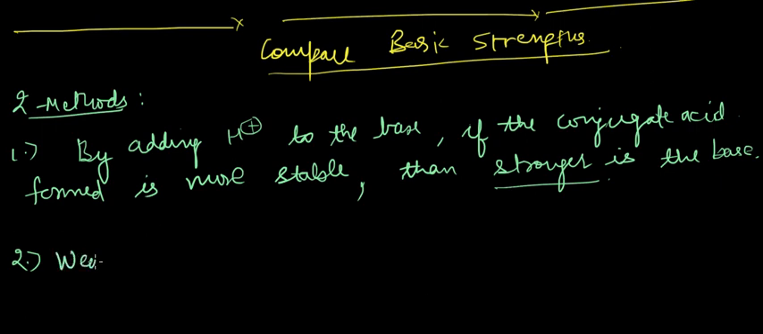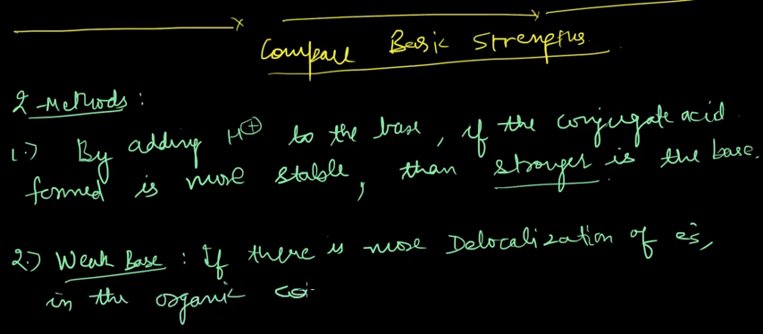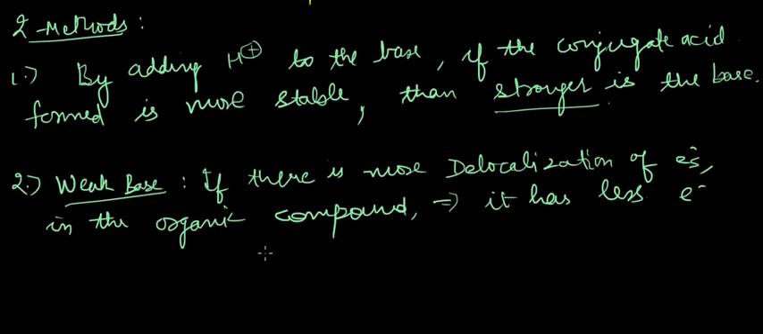So what is a weak base? A weak base is one where there is more delocalization of electrons in the organic compound, then it implies it has less electron giving tendency.